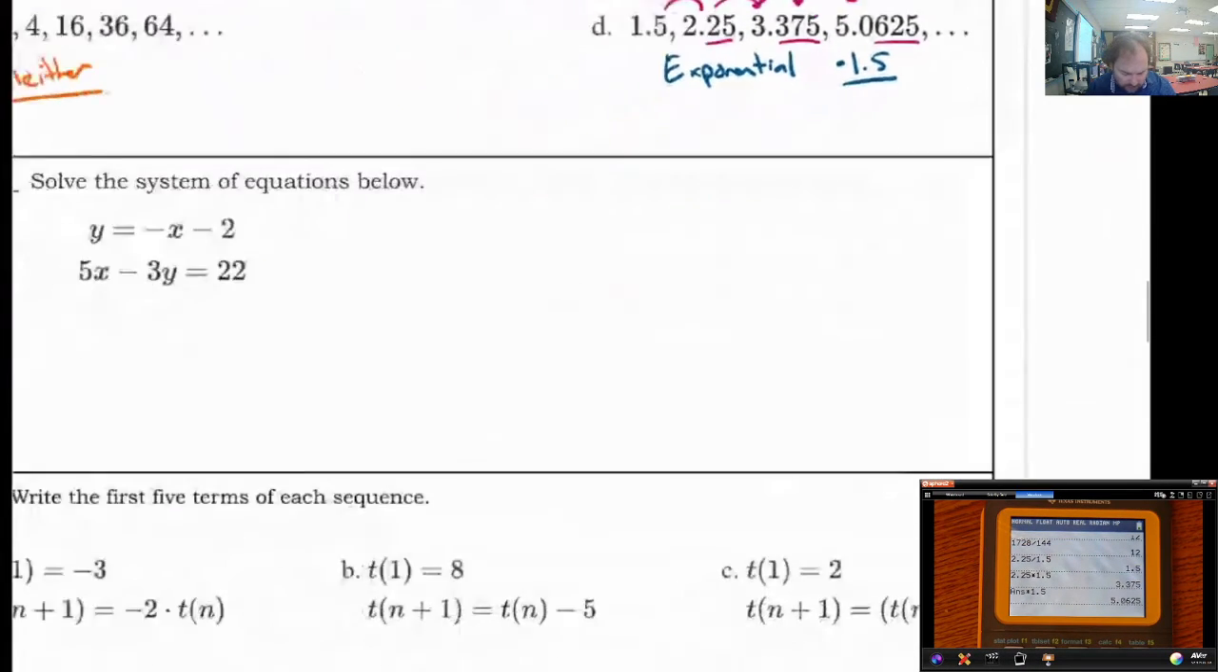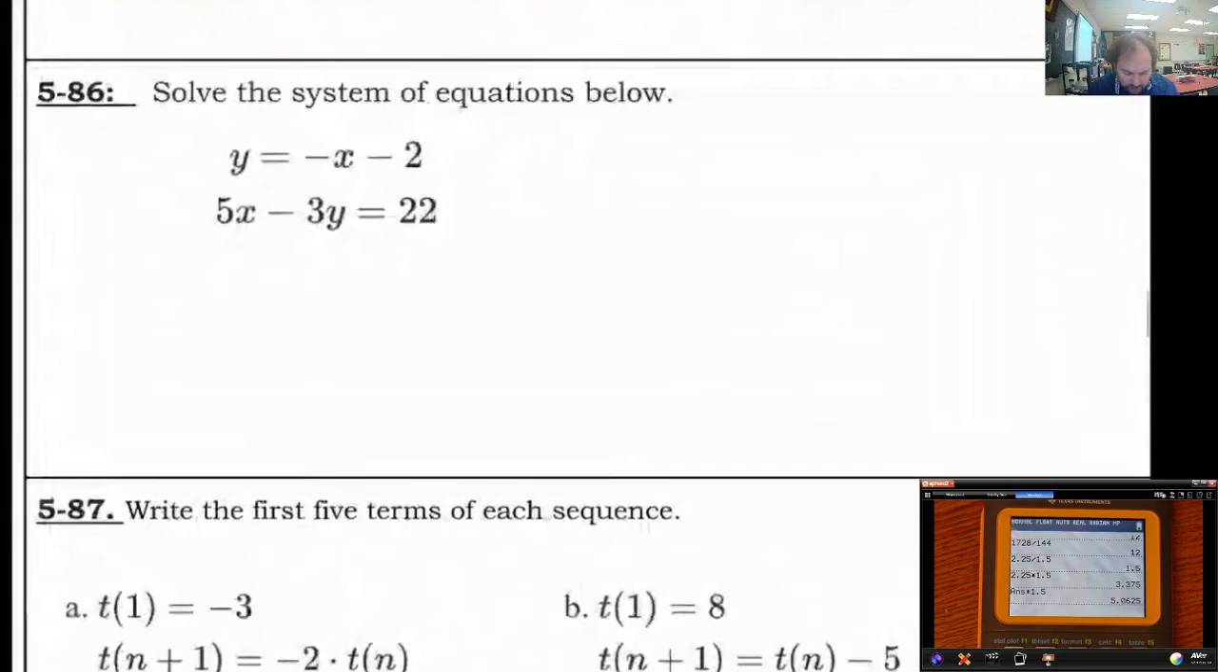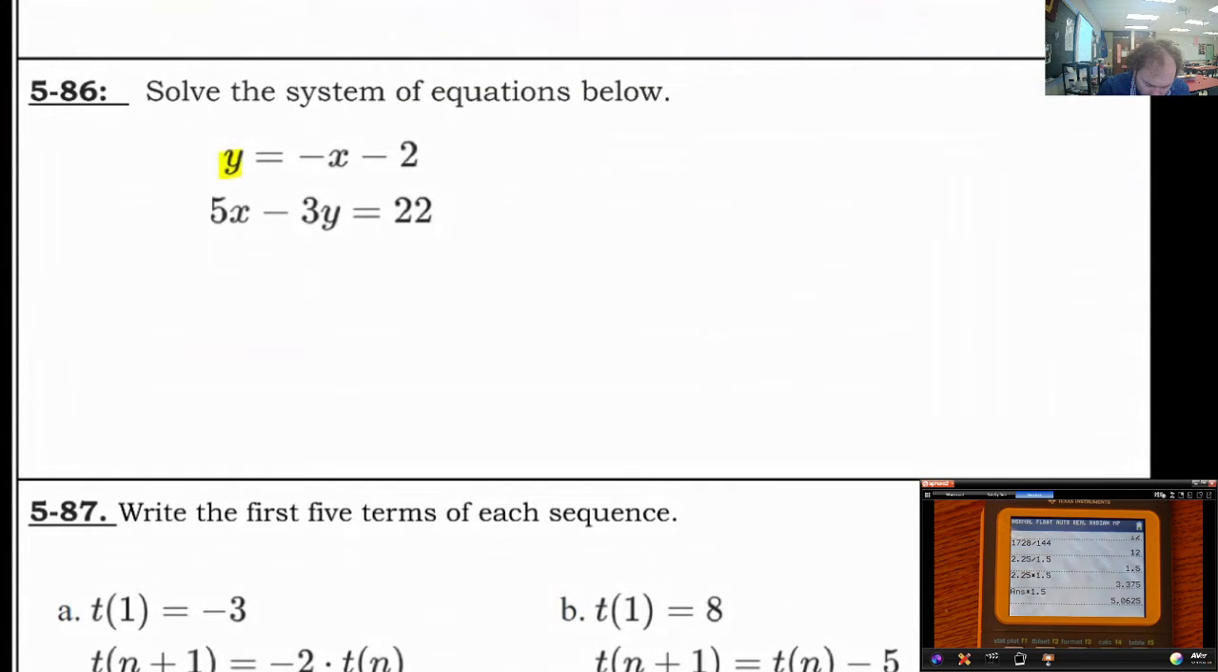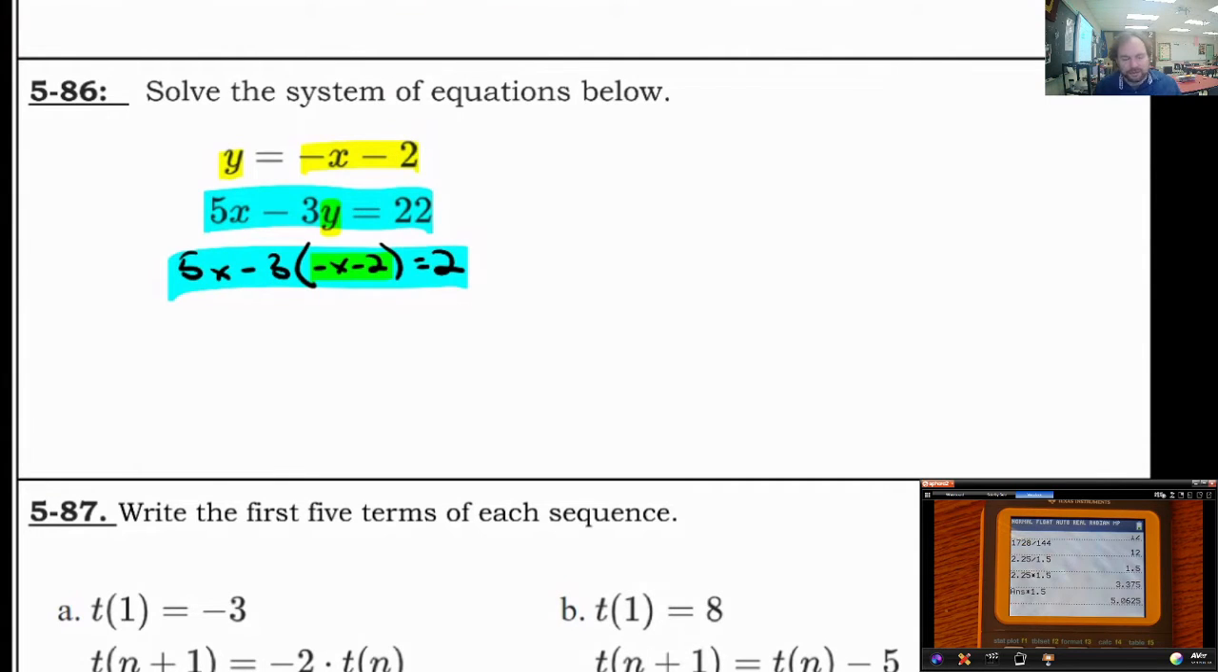Let's look at the next question, which is the systems of equations. So this is going to be a substitution system because y equals negative x minus 2. So we'll just replace that y right there. This is 5x minus 3 times negative x minus 2. Careful on that substitution. Just make sure you're replacing y. Again, I want to point out this equation and this equation are actually exactly the same. The only difference is that we replaced y with negative x minus 2.